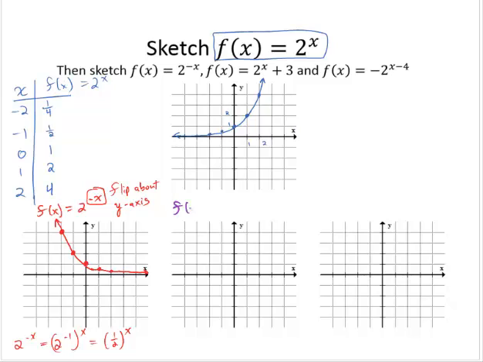If f of x is equal to 2 to the x plus 3, that is a shift of the basic function. That's a shift up 3 units. And so what we would do is we would take our horizontal asymptote at y equals 0 and move it up to y equals 3. And then we could just plot all of those other points, raising them up 3 units. So I'd have negative 2, 3 and 1/4. Negative 1, 3 and 1/2. 0, 4, 1, 5, and 2, 7. So I'll just kind of plot that about here.